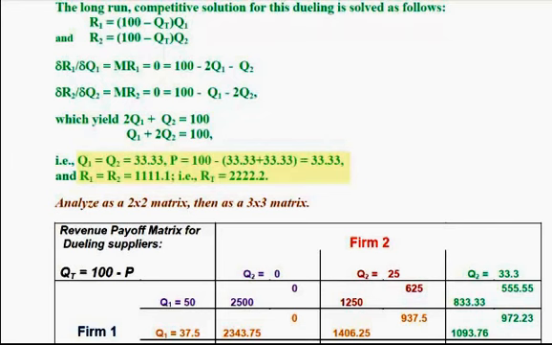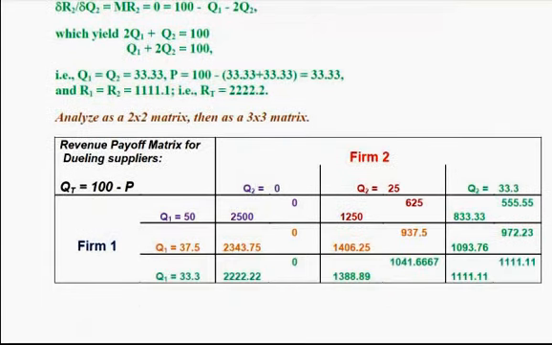If we were to plug that value for Q2 back into either of the two functions, we will come up with the answer that Q1 and Q2 are both identical. 2Q1 plus Q2 is the same as 3Q1. 3Q1 equals 100. That means that Q1 is equal to 33.3, and Q2 also happens to be 33.3. The revenue for each firm will be R1 equals R2 equals 1111.1, and that gives a total revenue of 2222.2.